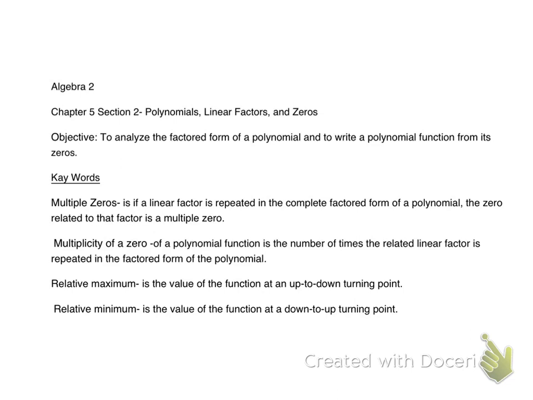But a couple things we need to know. Multiple zeros. If a linear factor is repeated in the complete factored form of a polynomial, the zero related to that factor is a multiple zero. So whenever we factor it and find the zeros, remember that's setting the function equal to 0 and then setting each factor equal to 0.